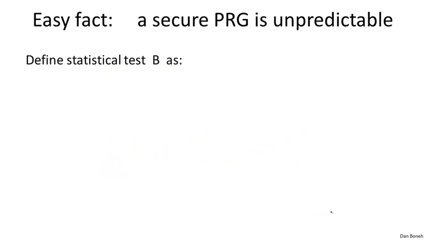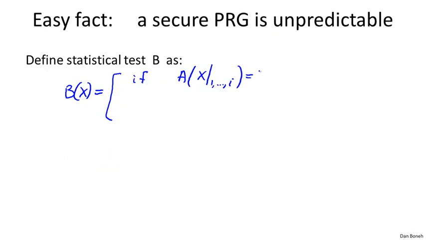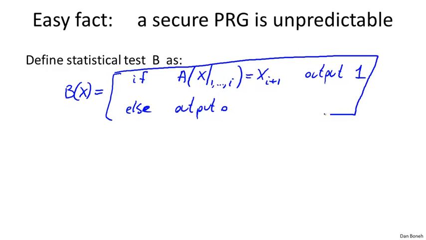So what we'll do is we'll define a statistical test. Let's define a statistical test B as follows. Basically, B, given a string x, will simply run algorithm A on the first i bits of the string x that it was given, and statistical test B is simply going to ask, was A successful in predicting the i plus first bit of the string? If it was successful, then it's going to output 1, and if it wasn't successful, then it's going to output 0. Okay, this is our statistical test. Let's put it in a box so we can take it wherever we like, and we can run the statistical test on any n-bit string that's given to us as input.